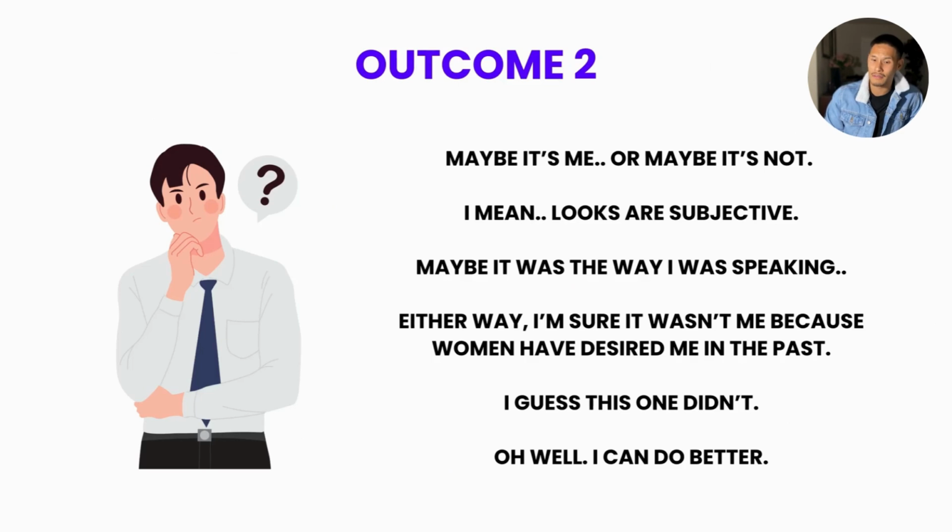You may say, well, maybe it's me, or maybe it's not. I mean, looks are subjective. Maybe it was the way I was speaking to her. Either way, I'm sure it was me because women have desired me in the past. I guess this one didn't. Oh well, I can do better. I can become better. I can learn from this. And that's a positive reinforcement that allows you to approach more women in the future. This is a positive reinforcement cycle that allows you to do the same thing despite not getting the outcome that you want.